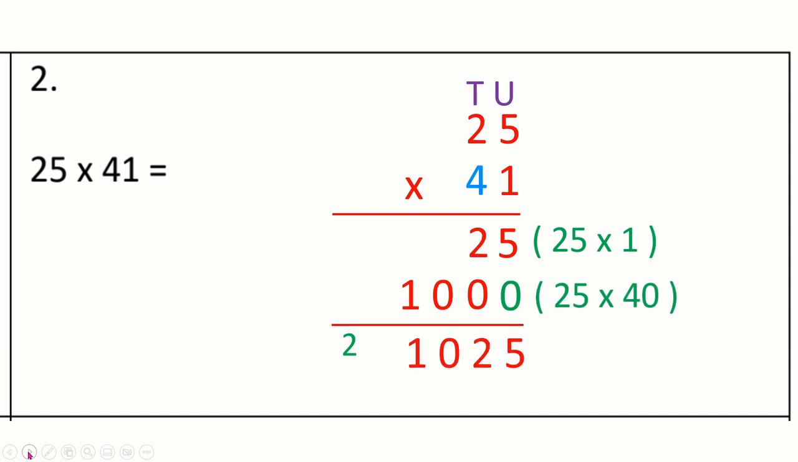And then we just add them together. So 5 plus 0 is 5. 2 plus 0 is 2. 0 plus nothing is 0. And 1 plus nothing is 1. So that's the answer to 25 times 41: 1,025.